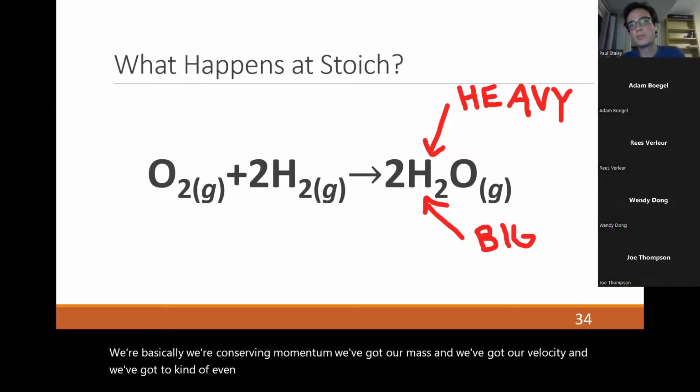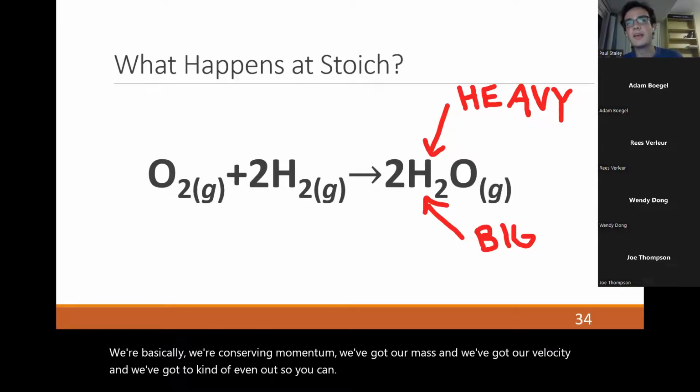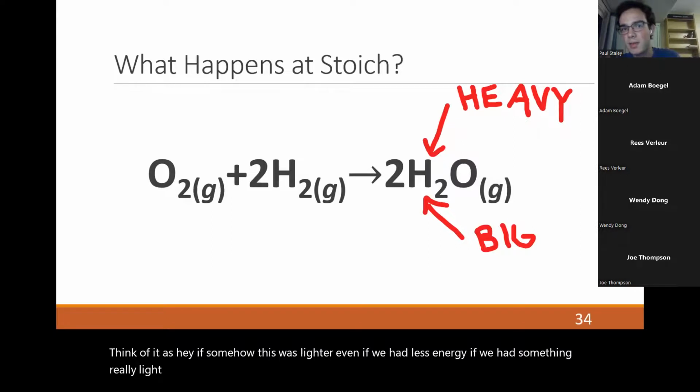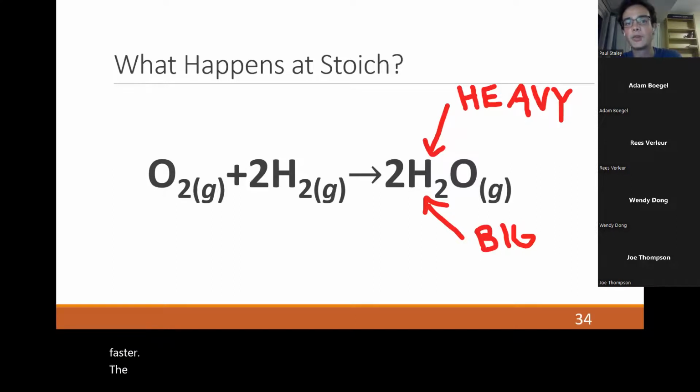So you can think of it as, hey, if somehow this was lighter, even if we had less energy, if we had something really light instead of water, we're putting the same amount of energy into it, it would go a lot faster. The momentum would solve out to having a higher velocity. So now let's look at what happens when we go fuel rich.